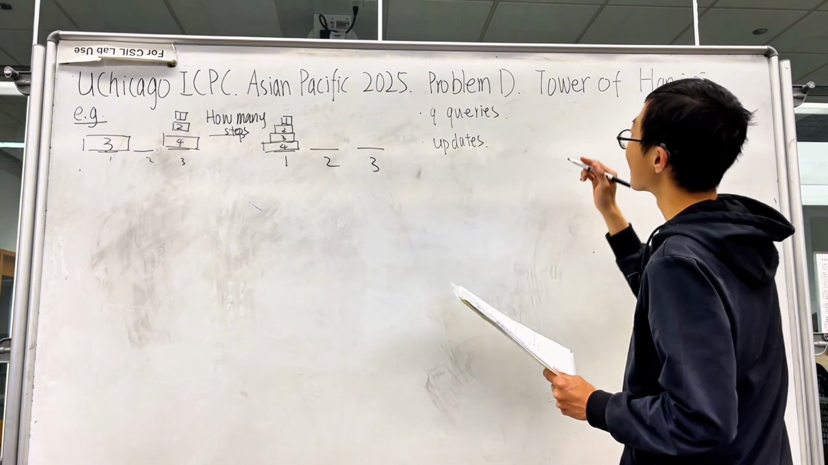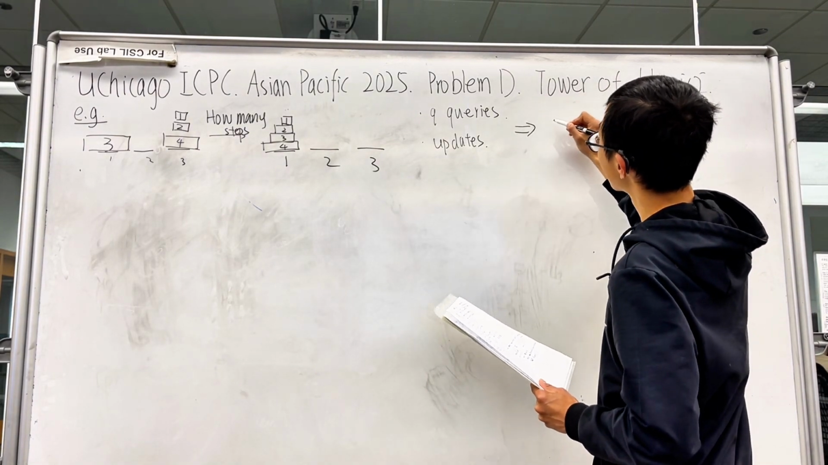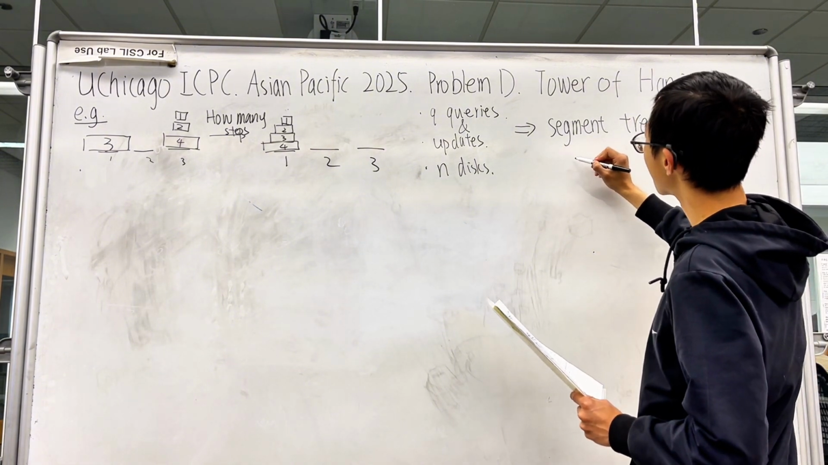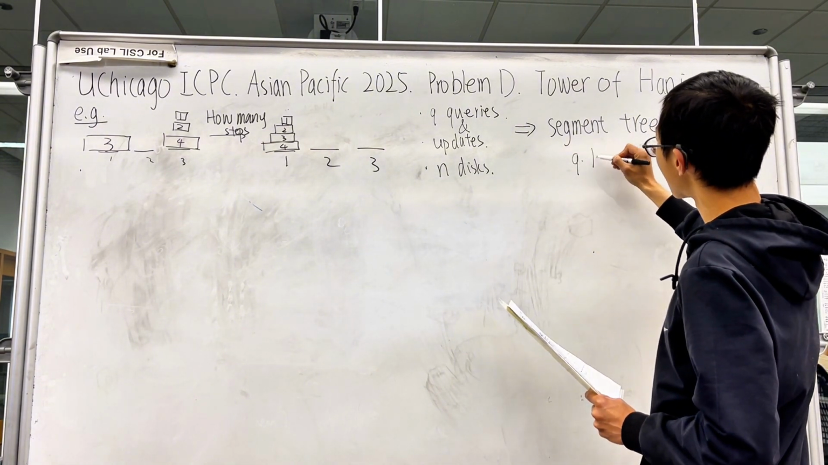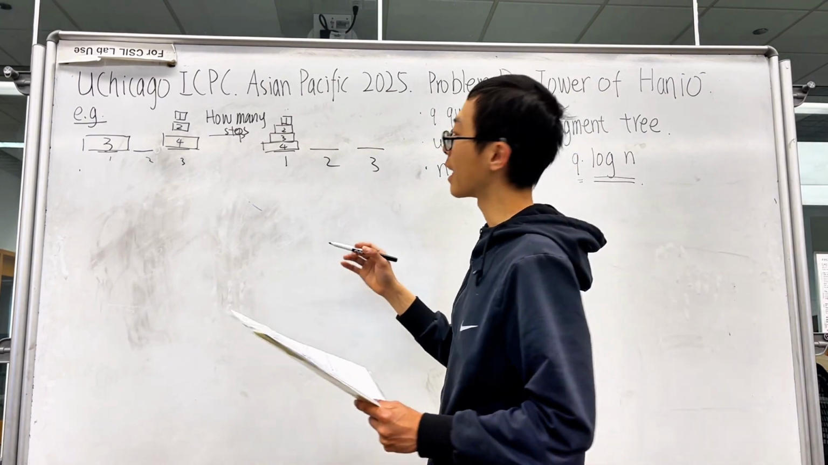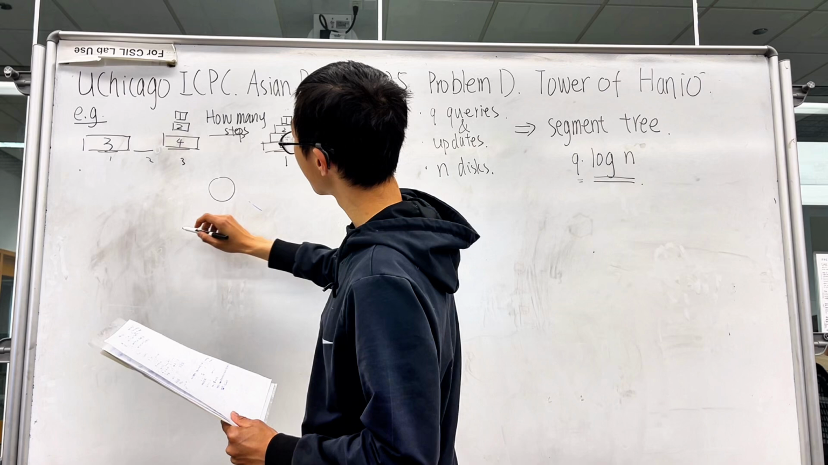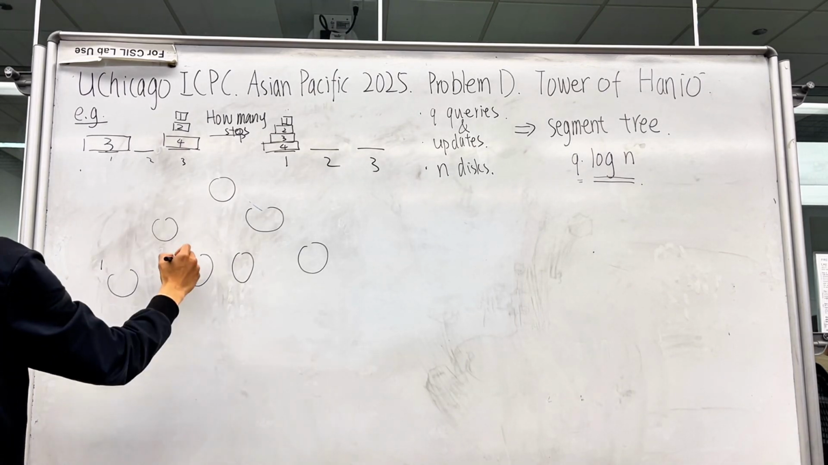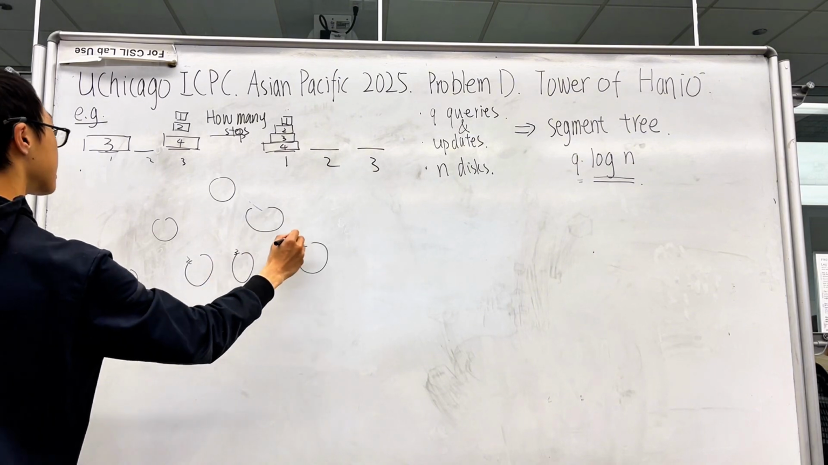Therefore, the idea is to use a segment tree. There will be n disks, and the total time complexity will be q times log n. So how to build the segment tree? Let's draw it out. This is a root node. Each of the leaf nodes will represent disk 1, disk 2, disk 3, and disk 4.